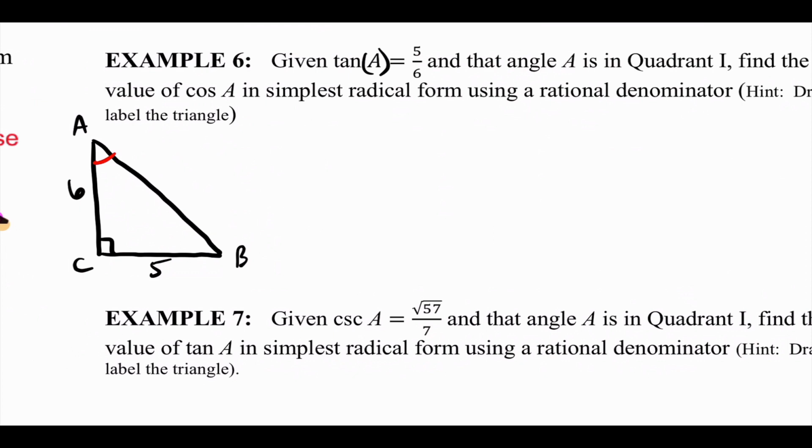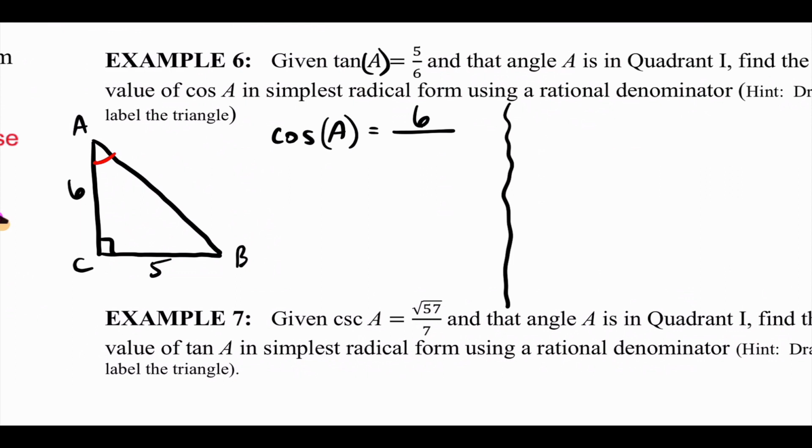So let's answer the question. Next, the question says, give me cosine of A. Cosine is adjacent over hypotenuse. So which leg is adjacent to A? 6. Do I know the hypotenuse? No, I don't know the hypotenuse, right? Can I figure out what the hypotenuse is, though? Yeah, using the Pythagorean theorem. So I'm going to have to figure out the missing hypotenuse first.